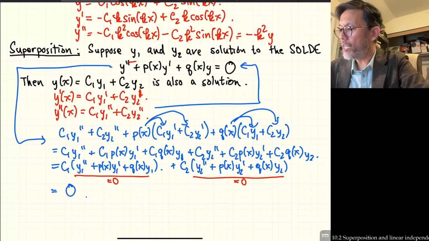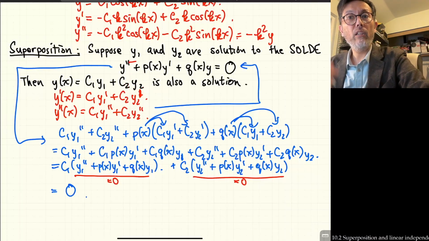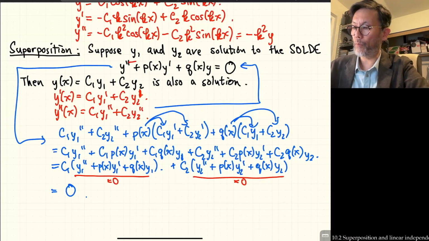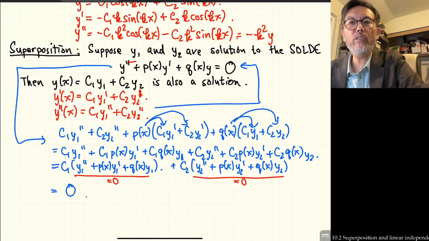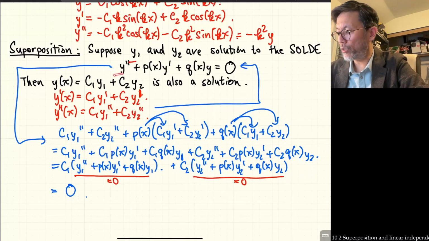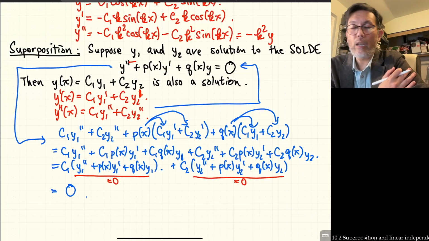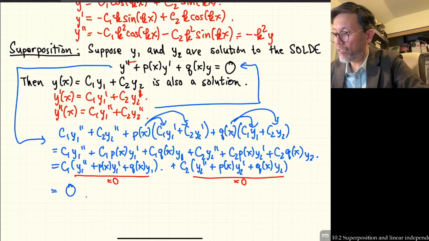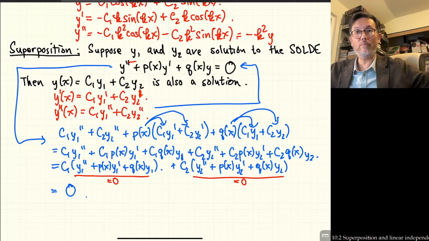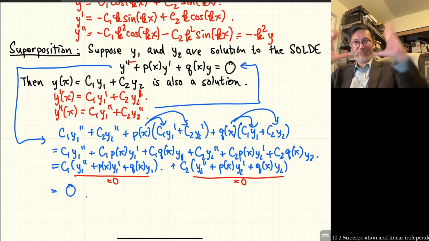Because what if y2 was already just a constant multiple of y1? Like, what if y2 was equal to 5y1? 5y1 is again going to be a solution to this differential equation, so that's definitely possible. And then what would happen is that c1y1 plus c2y2 would just be some constant times y1. Follow that, please, if that argument, right?